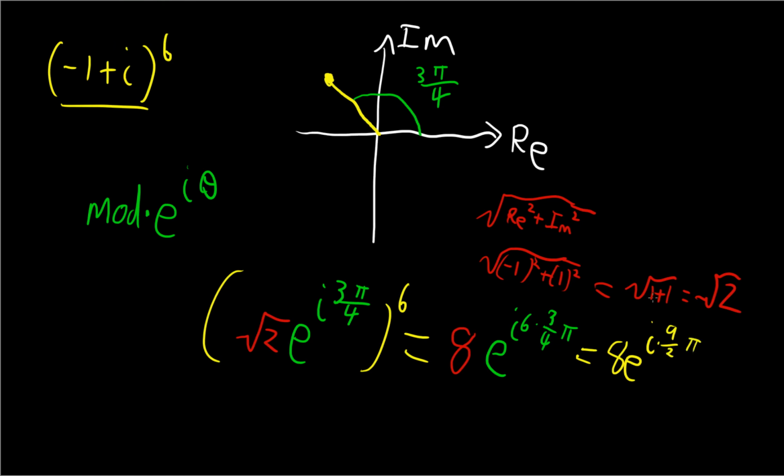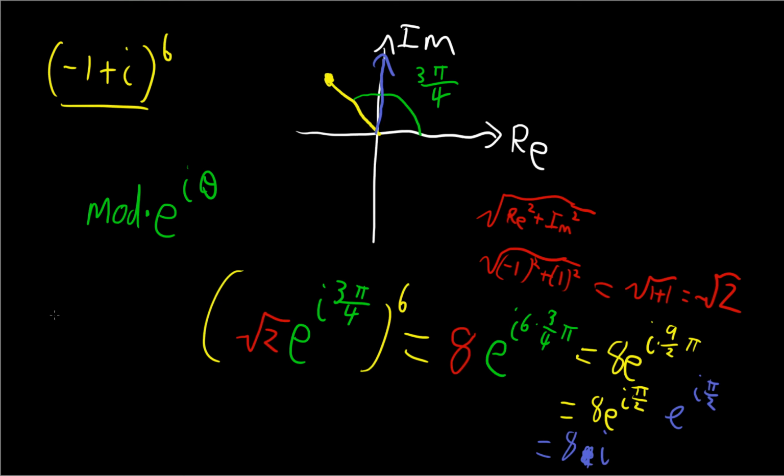And because 9/2 is basically, you go around twice and then you come up another pi over 2, that's equivalent to saying 8e to the i pi over 2. e to the i pi over 2 is, on this plane, completely imaginary. So that's back to saying it's 8e to the i pi over 2, that's 8i.